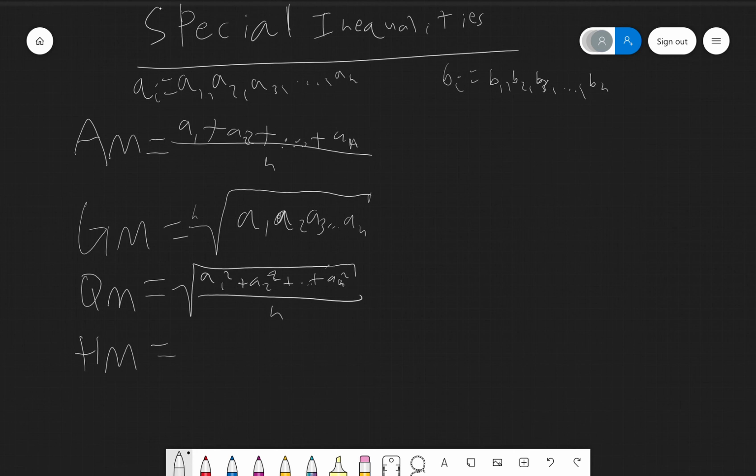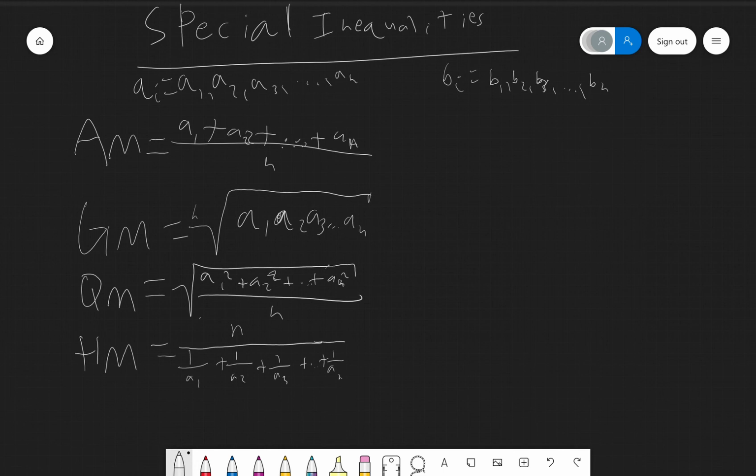So HM is n divided by the sum of the reciprocals of all the terms: 1 over A1 plus 1 over A2 plus 1 over A3 plus dot dot dot plus 1 over An. You might be wondering, why does this one exist? Well, when you have two rates, like Sally goes to John's house at 30 miles per hour for half of the trip, and then the other half goes at 40 miles per hour. What's the average? In things like those, you can't just use the AM, the arithmetic mean. You have to use HM.